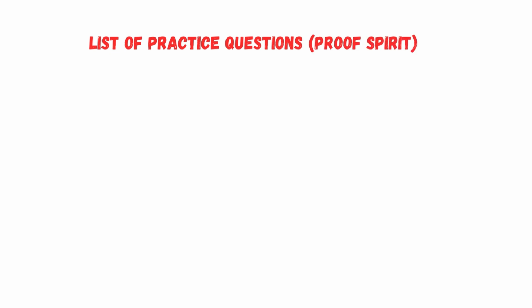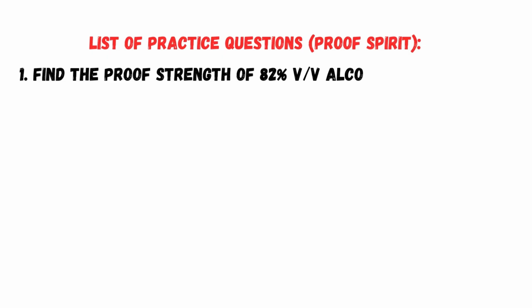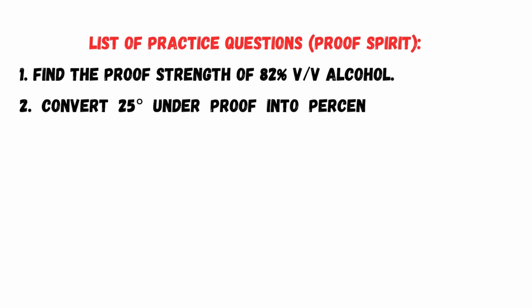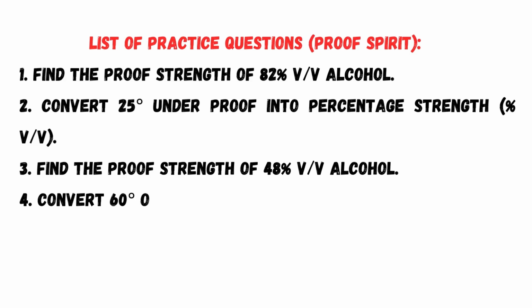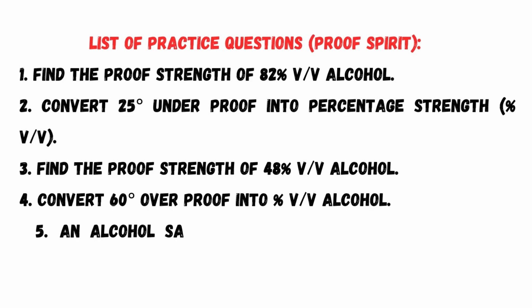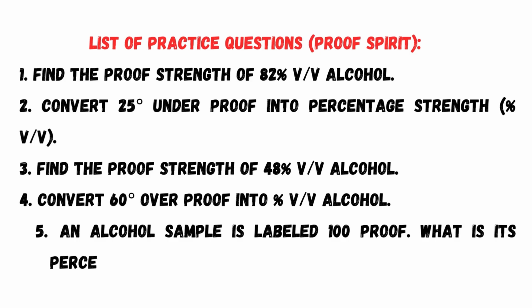Number 1, find the proof strength of 82% volume by volume alcohol. Number 2, convert 25 degree underproof into percentage strength. Number 3, find the proof strength of 48% volume by volume alcohol. Number 4, convert 60% overproof into percent volume by volume alcohol. Number 5, an alcohol sample is labeled 100 proof. What is its percentage strength?